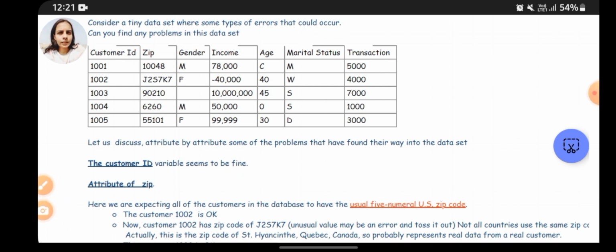So the question says: consider a tiny data set where some types of error could occur. Can you find any problems in the data set? Here the question provides a data set with the following attributes: customer ID, zip, gender, income, age, marital status and transactions. In this data set we have to find whether there are any problems or errors.